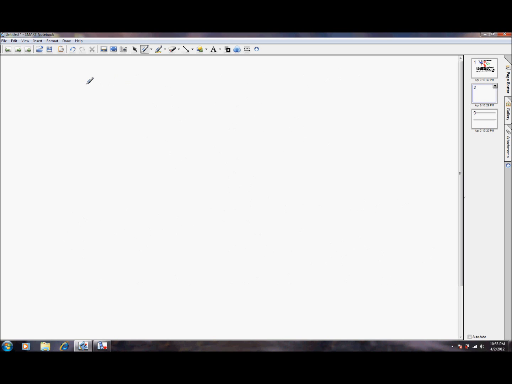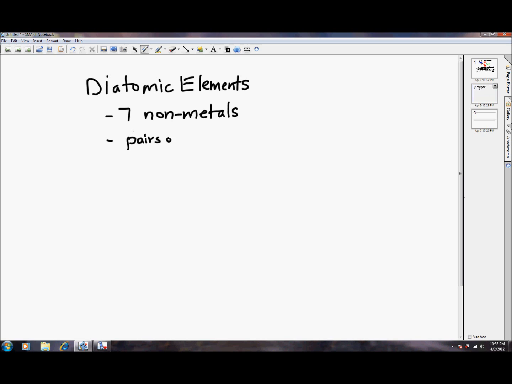Okay, the next thing before we start writing an actual chemical equation out is the concept of the diatomic elements. You have to watch out for these. These are 7 non-metals. These always occur when they are elements, when they're not in a compound, when they are in their pure state, as pairs of atoms, and they're always covalently bonded.